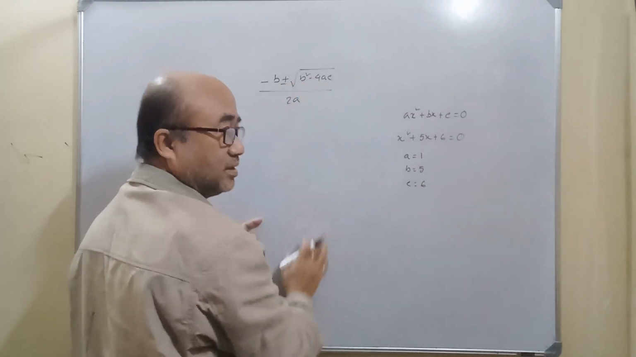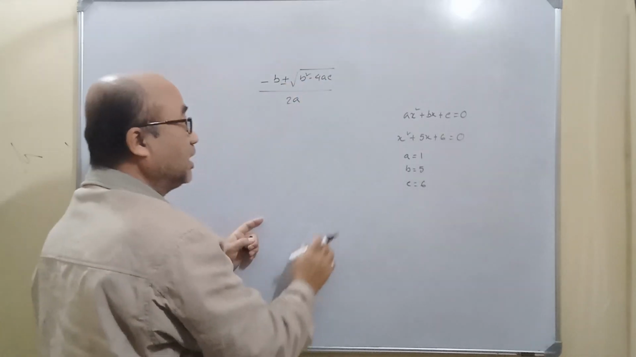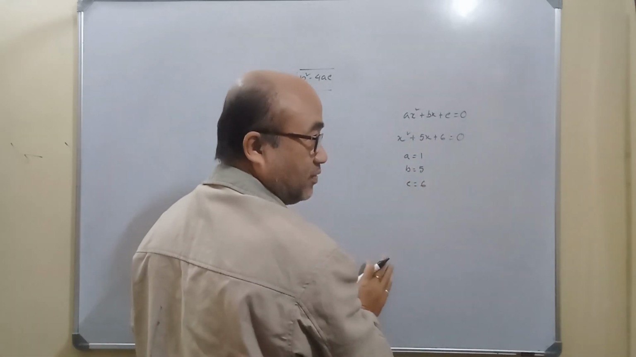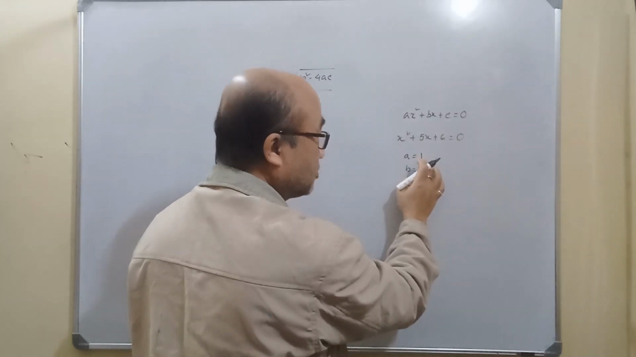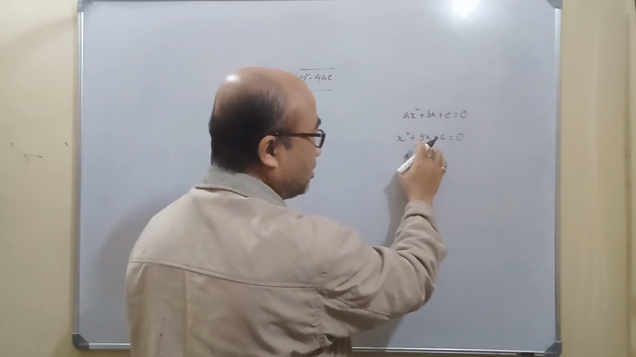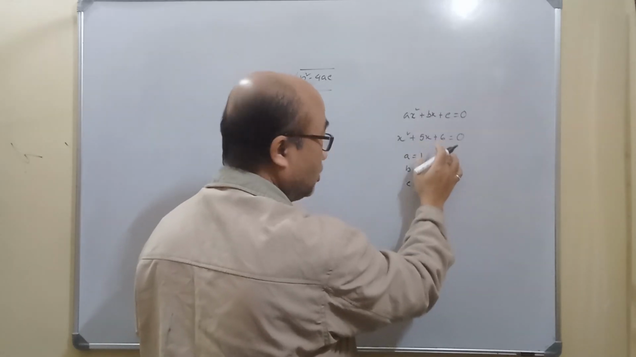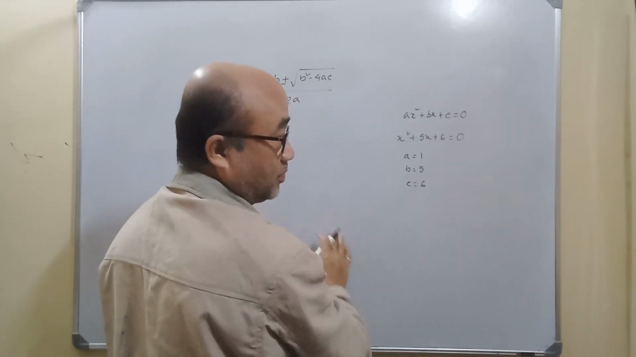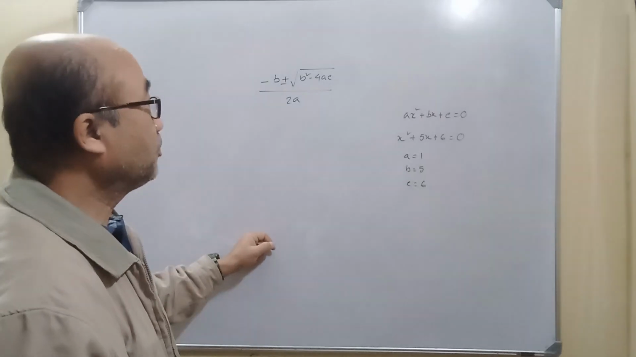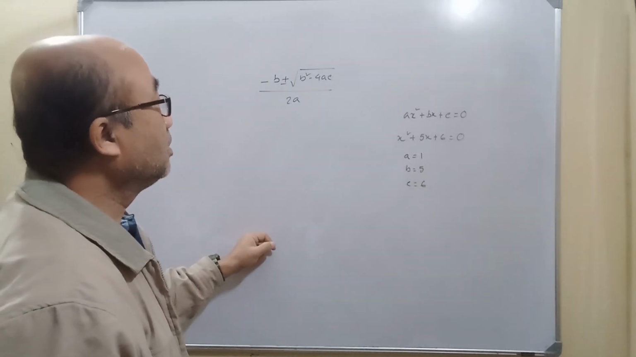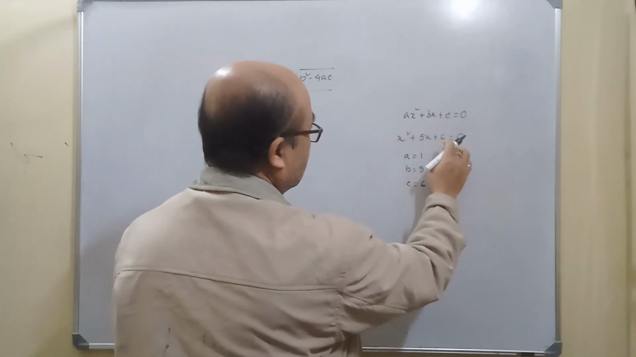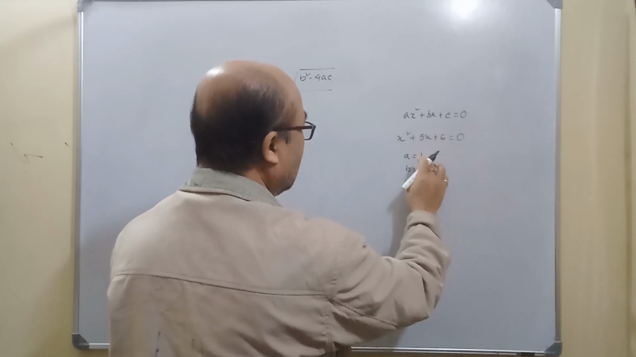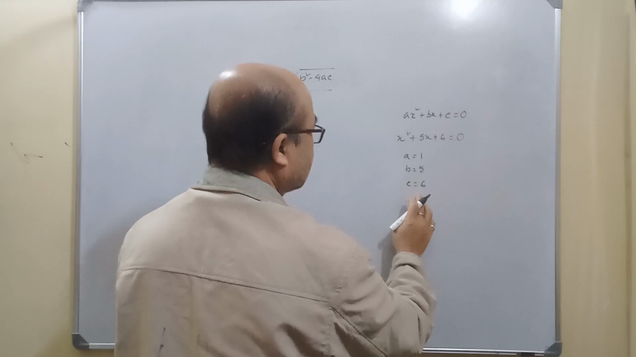We get the values of A, B and C from the quadratic equation itself. A is the coefficient of x square, B is the coefficient of x, and C is the constant term. So input the values, you get the solution to the equation. Let me solve this equation to show you how the quadratic formula works. Here we have A equal to 1, B equal to 5, C equal to 6.